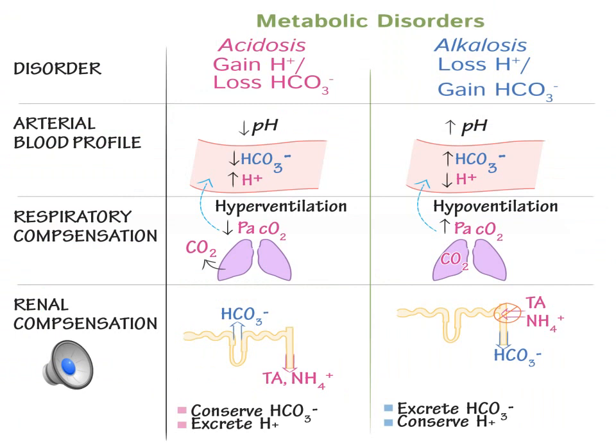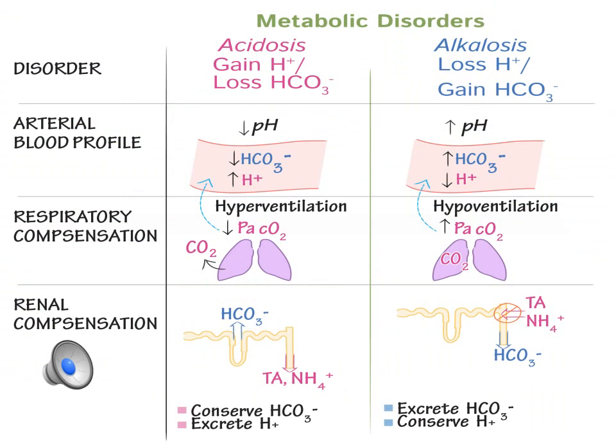Acid goes up. So, what is the respiratory compensation? The baby hyperventilates to decrease the carbon dioxide. And what is the renal compensation? The last column, the kidneys excrete the H plus and conserve HCO3. So in the kidneys there is the ammonia buffer and the phosphate buffer, which helps the conservation of HCO3.